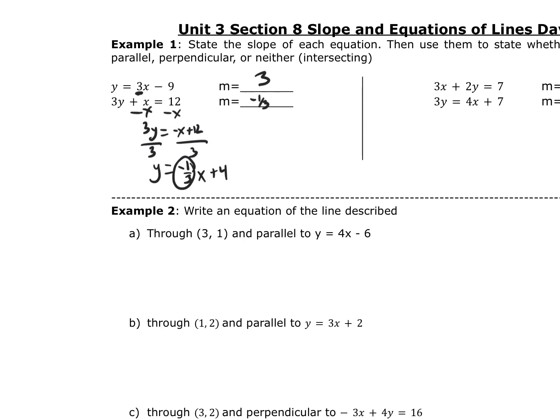Alright, and now, looking at those two, positive 3 and negative 1/3, I can see that those are opposite and they are reciprocals. So therefore, those are perpendicular.